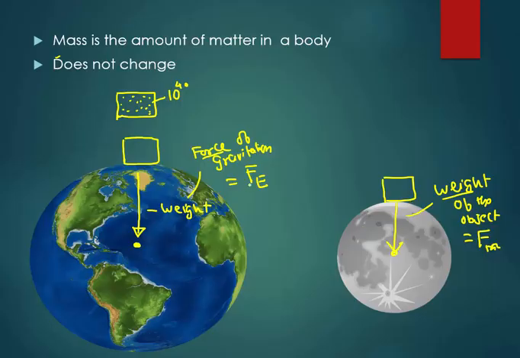Thus we can see that weights of an object can vary, can change depending upon where it is placed. Whereas mass of an object, there are 10 raised to 40 molecules here, there are 10 raised to 40 molecules here too. Therefore its mass remains the same.